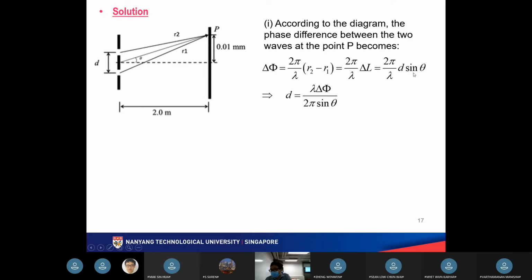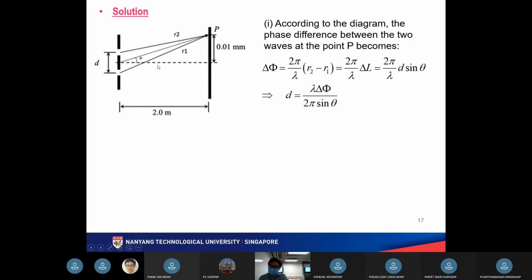From this question, delta phi is given, 2 pi is of course given, and lambda is also given. Delta phi is measured in radians. Rearranging this equation, you get D equals lambda delta phi divided by 2 pi sine theta.